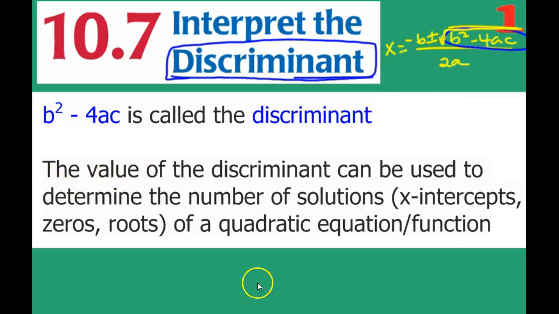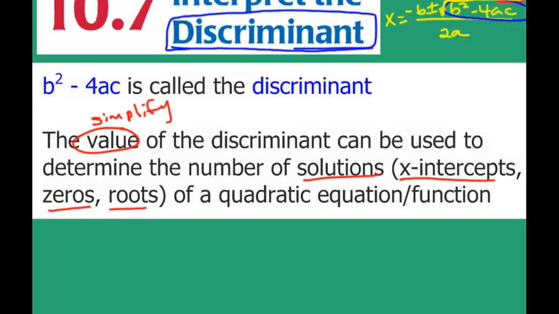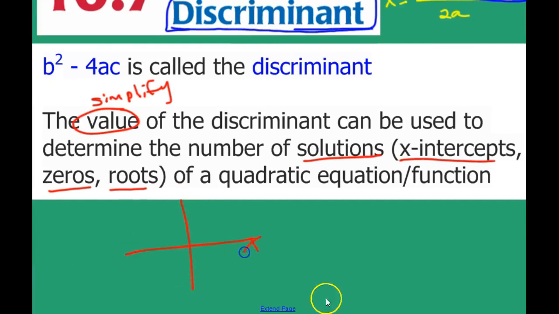So the value of it, when you solve and simplify it, can be used to determine the number of solutions, the number of x-intercepts, the zeros, the roots. These all mean the same thing. It's figuring out how many times it crosses the x-axis. Does it touch only at 1 point? Does it touch at 2 points? Or does it not touch the x-axis at all? That will tell you how many x-intercepts there are, how many zeros there are.